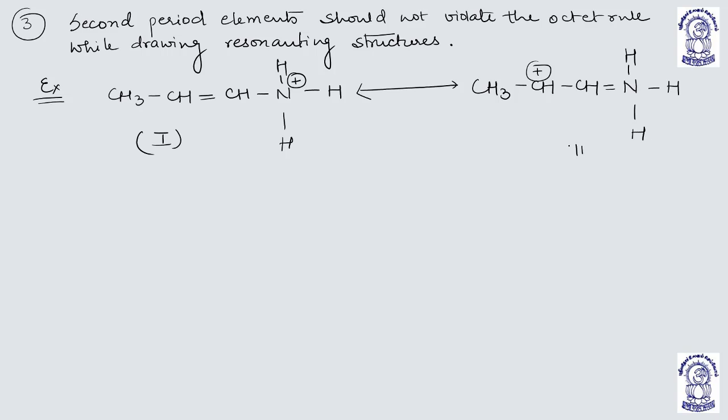This is the second resonating structure. Now you can see the nitrogen is violating the octet rule. It is not a resonating structure because nitrogen belongs to the second period and is showing 10 valence electrons, which is not possible. This violates the octet rule.